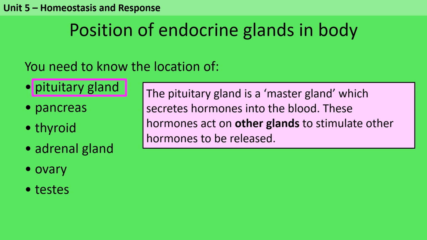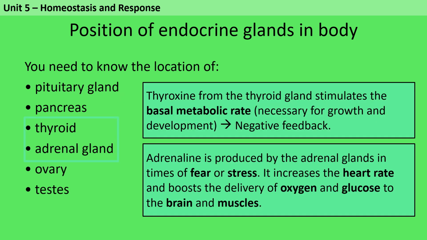The pituitary gland is called the master gland because it's a gland, but it acts on other glands. So the pituitary gland releases some hormones, and they move through the blood to the other glands and act on them, and then those other glands produce further hormones, so we can have a kind of cascade effect. Your thyroid gland produces a hormone called thyroxine, and this is responsible for your basal metabolic rate, that underlying metabolic rate that you have all the time, regardless of how much exercise you're doing or what you're eating, and it's really important for growth and development.